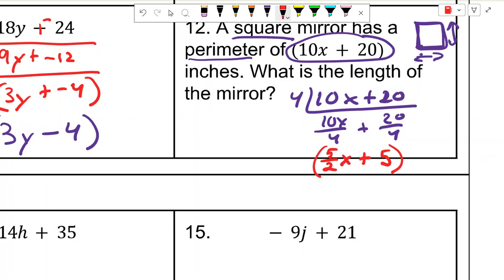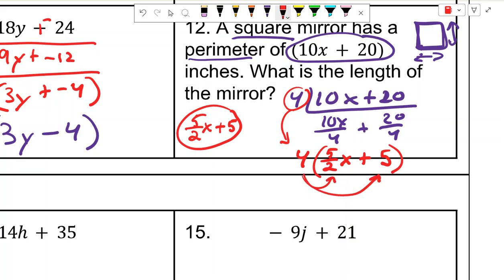parentheses around it, and what do we move down in front? 4. That means there are 4 sides to our mirror. Well, what's one side? One side is 5 halves x plus 5. That's one side of the mirror. How do we know that's true? Well, we can use the distributive property to find out that this is actually equal to our original, and that was the perimeter.